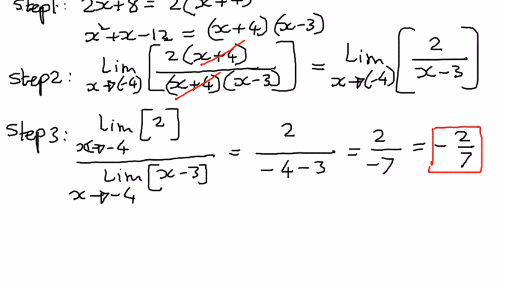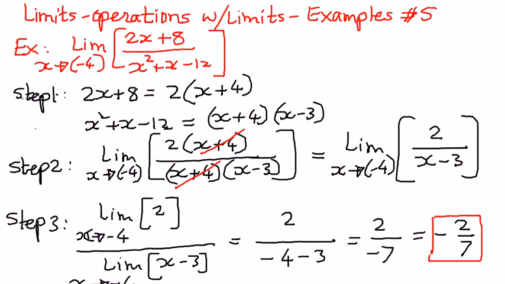So when we had an expression of this kind, limit of a function 2x plus 8 divided by x squared plus x minus 12, as x was approaching negative 4, the value of that limit is going to be equal to negative 2 over 7.